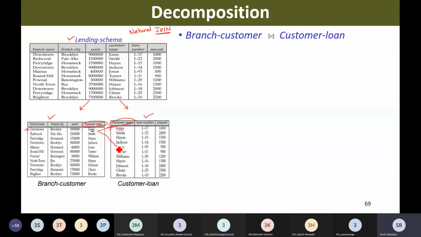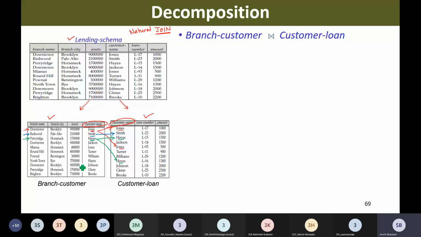Right? Now, let us see one more tuple. This is the third tuple from branch customer, and the customer name is Hayes. In the customer loan relation, we have two tuples with the same name, Hayes. So these tuples are being matched. Right? So likewise, we are computing the result of our natural join.